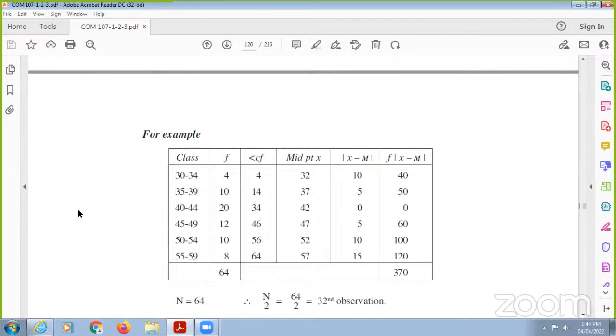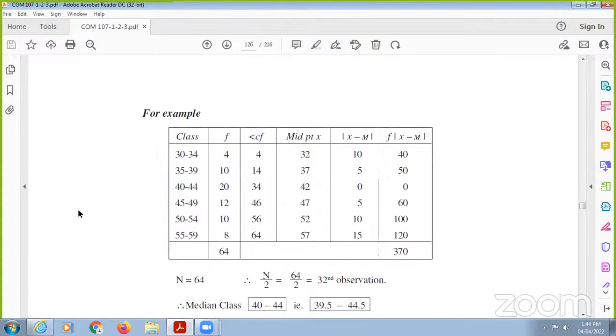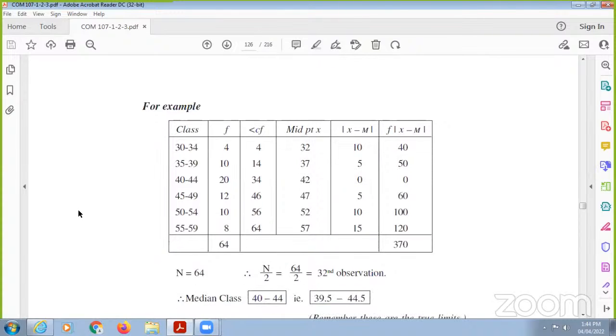Then 47 minus 42, 5. Then 52 minus 42, 10. And 57 minus 42, 15 here. Then in the last column, you will find the multiplication of the second column and this fifth column here. 10 into 4, 40. 10 into 5, 50. 20 into 0, 0. 12 into 5, 60, 10 into 10, 100, and 8 into 15, 120. So the total of this last column is 370.